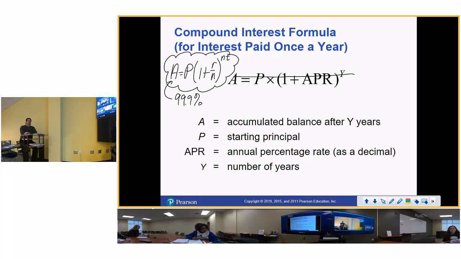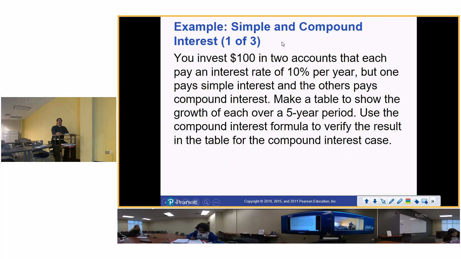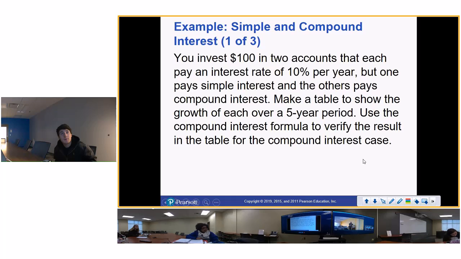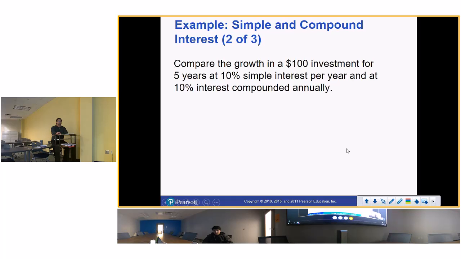Yes, sir. Now if you go with this book, you have to memorize two formulas. And see, they don't even use the right variables. So frustrating. Okay, what does this say? Simple and compound. You invest $100 in two accounts. Okay, this is the previous question, isn't it? No. That one was 1,000, wasn't it? Okay, I'm not going to.